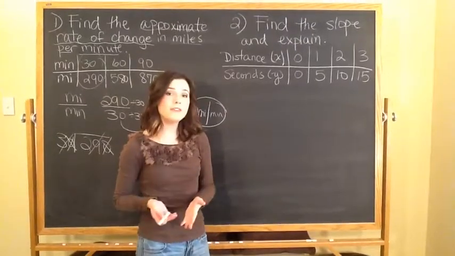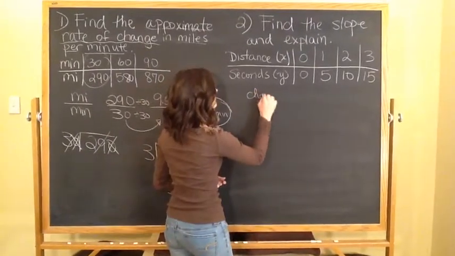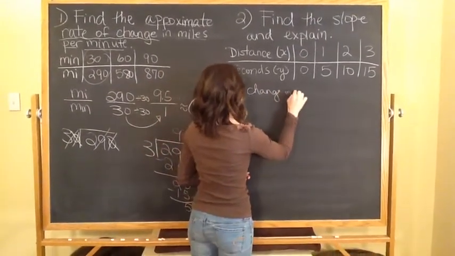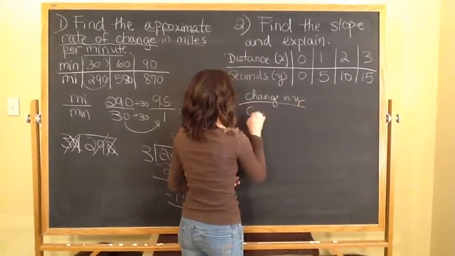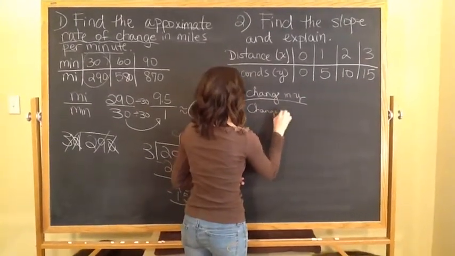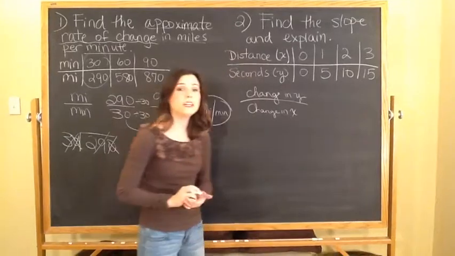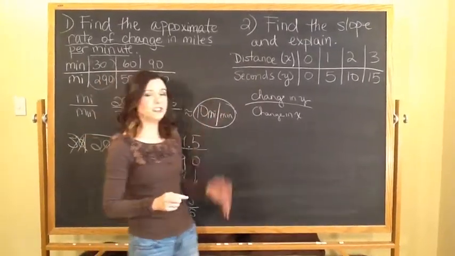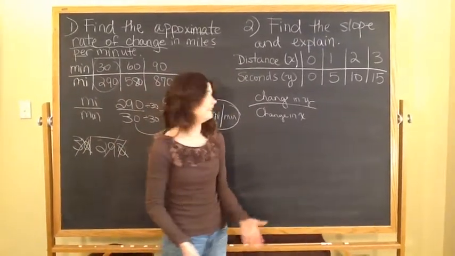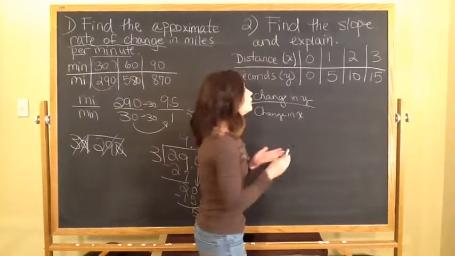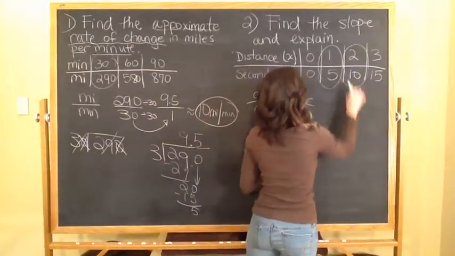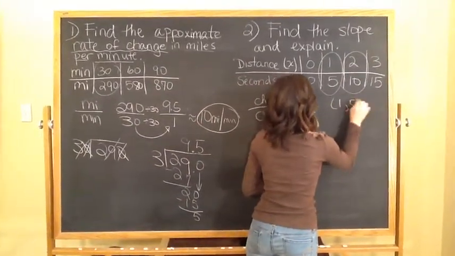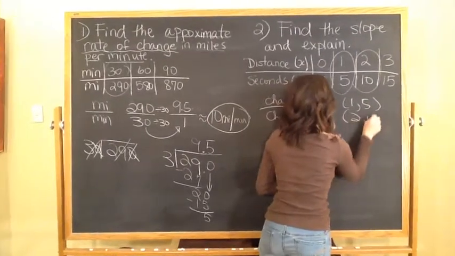What we're going to have to do is find the change in y over the change in x. So that's going to give us a slope. Anytime we say a change, we're talking about a difference. We're subtracting. So I'm going to choose any 2 points on the graph. I'm going to choose this one and this one. So I have 1, 5, and I have 2, 10.